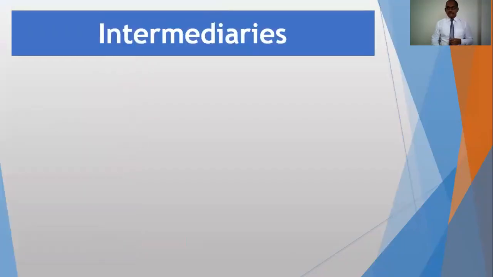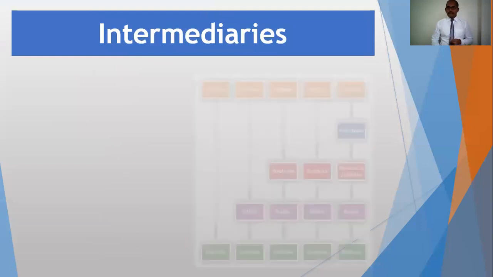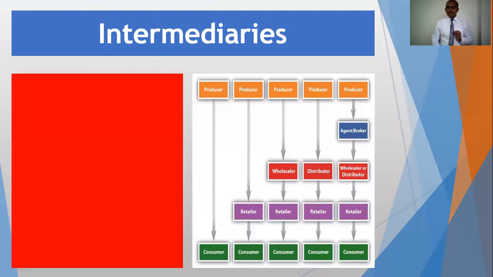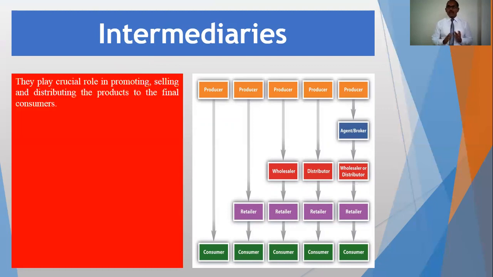And another important microenvironment factor is intermediaries. Intermediaries are the people who act as middlemen between the producer and consumer. Just producing a product is not going to be successful in any business, because that product must reach the final consumer, and only then can the business achieve success. These middlemen, intermediaries, we can call wholesalers, distributors, retailers, traders.